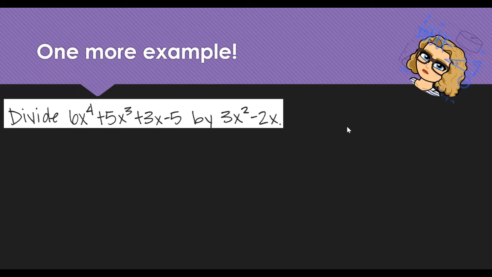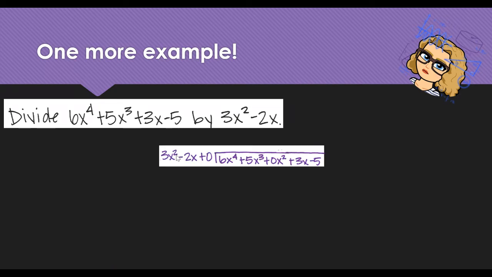First of all, when you write this down, you're going to notice I've put in some zeros. If you put those placeholders in, it's just going to make things easier for you. So I'm missing an x squared here in between 5x cubed and 3x, so I put in a 0x squared. 3x squared minus 2x doesn't have a constant, so I put in a plus 0. It's just going to make stuff line up easier. So I start out the same way.